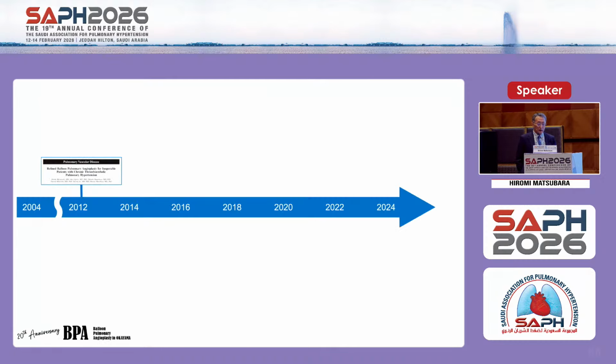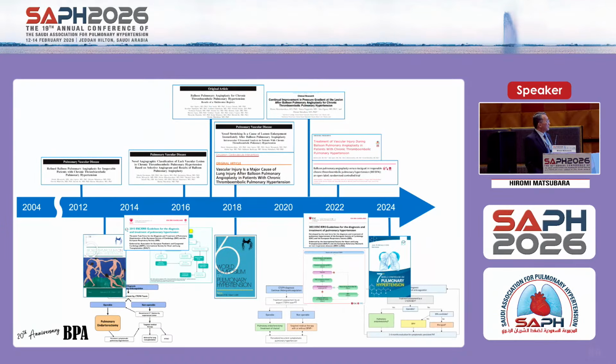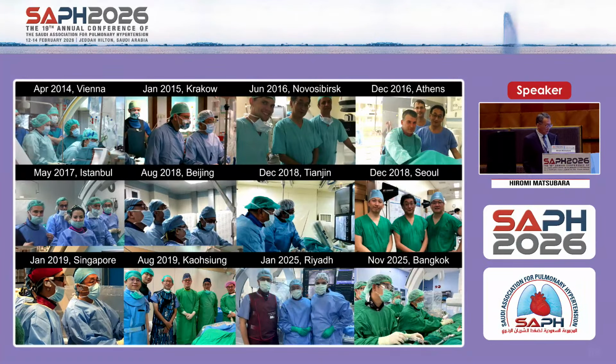So I tried to publish our experience, and the positioning of balloon pulmonary angioplasty gradually improved. In the final treatment algorithm, it is positioned next to surgery, much improved compared to previous. Also, I tried to accept all visitors from all over the world and support them, and visited so many countries to start up the BPA program in every country.